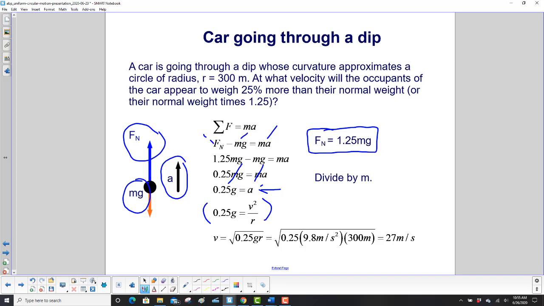Multiply both sides by r. That gives you 0.25 gr, and r cancels on the right side. Then take the square root of it to get rid of v squared. Put our numbers in, and we come up with 27 meters per second.